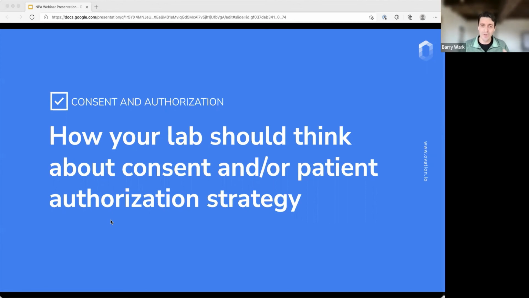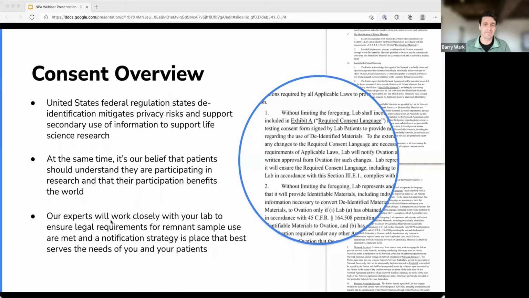However, we firmly believe that notifying patients about the usage of their remnant specimens in research is the right thing to do. As a result, we have a short and a long-term goal that we'd like your lab to commit to as part of this agreement. These are outlined in the consent overview slide.